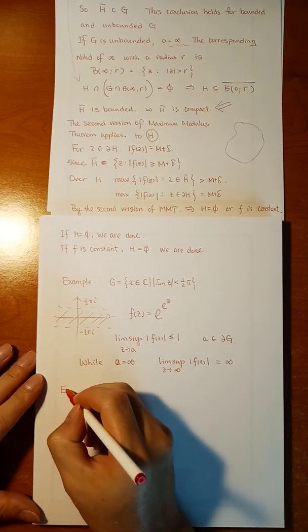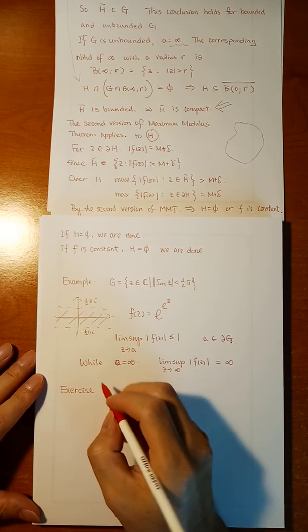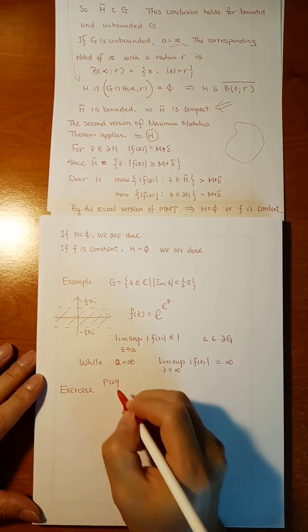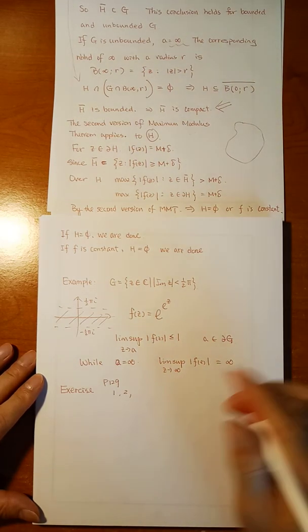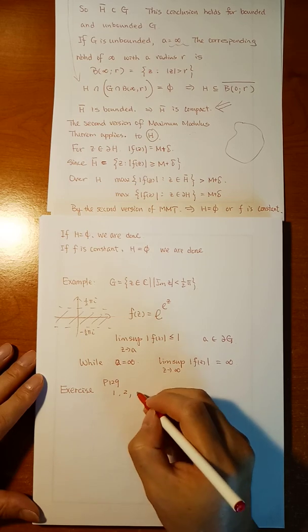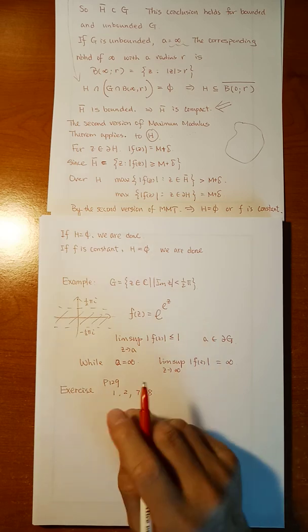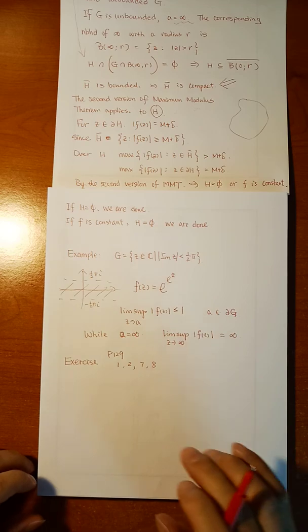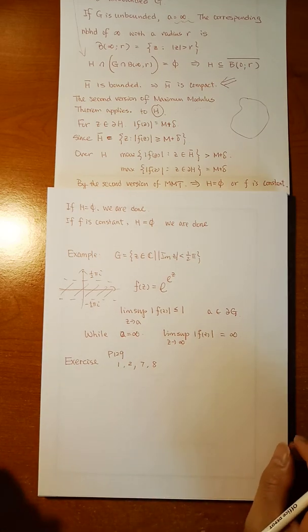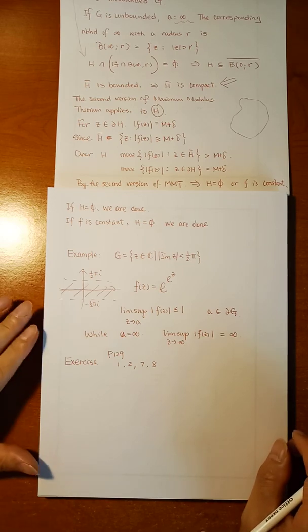Okay, so the exercise for this part is on page 129. You can try problem 1, problem 2, problem 7, and problem 8. Okay, so if you have a question, we can discuss it. So we finished the first section, the section on the maximum modulus theorem in the chapter on the maximum modulus theorem.